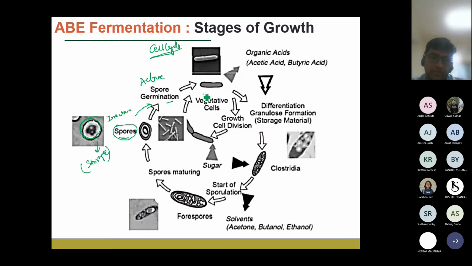Okay, so the spores, which are in a spherical shape, undergo a change to form long rod-like structures, and this is what is called a vegetative cell. During this vegetative state of the cells of the Clostridia, there is a production of organic acids, especially acetic acid and butyric acid.